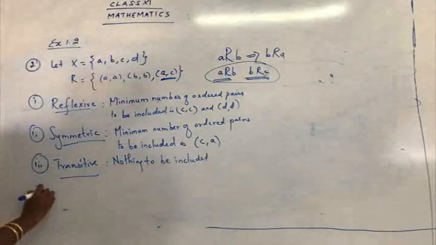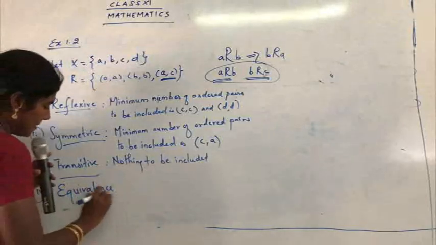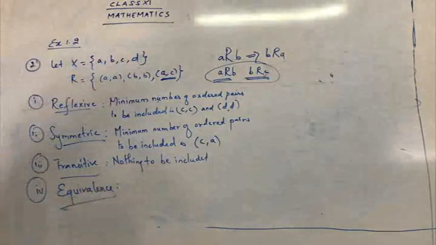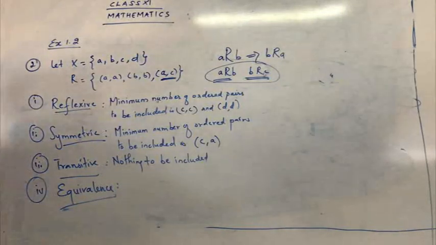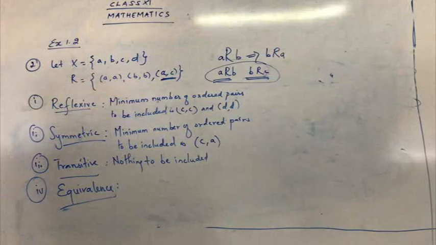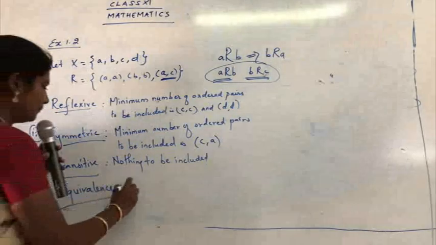Coming to the fourth part, that is equivalence. The fourth part is equivalence. Now for the fourth part, it's a very simple thing. We are going to just add whatever we have added under reflexive, symmetric and transitive. So just mention here the point.